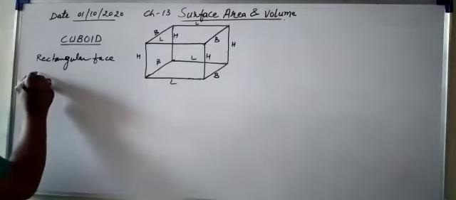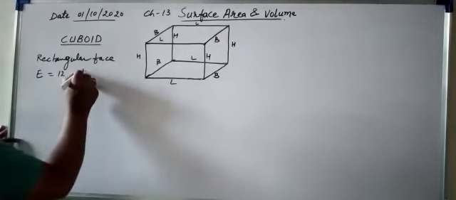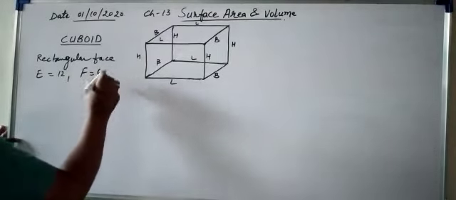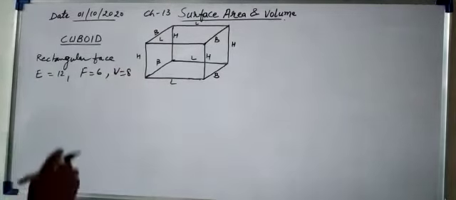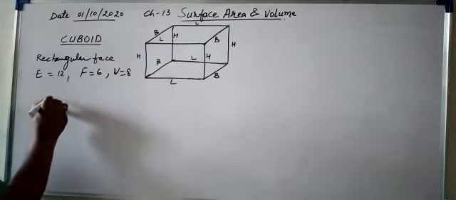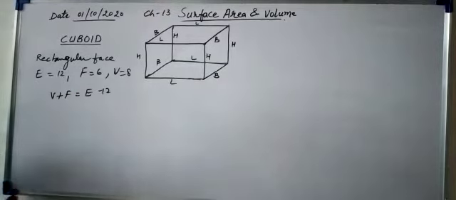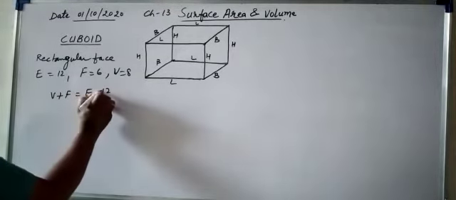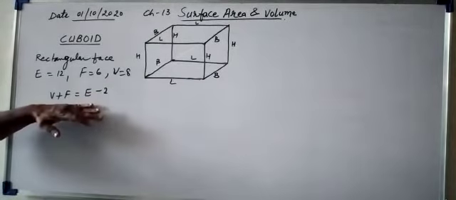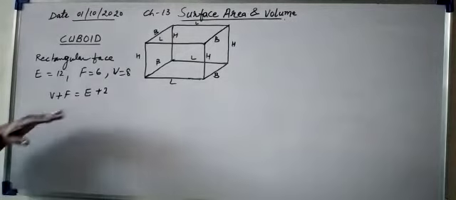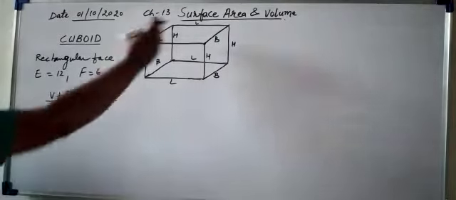It has 12 edges, 6 faces, and 8 vertices. So it fulfills Euler's formula, that is V plus F equals E plus 2. Sorry, E plus 2, not E minus 2. We will not go for this formula in our chapter. We will just have surface area and volume.